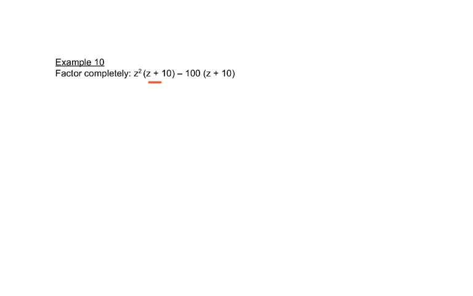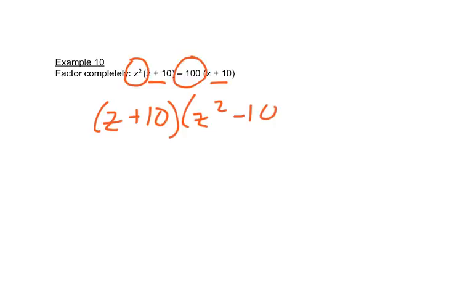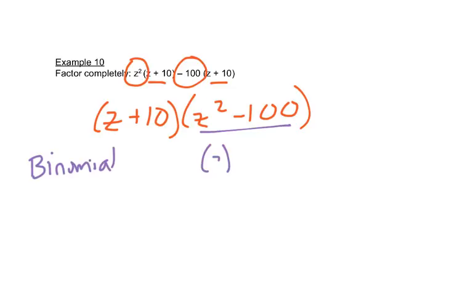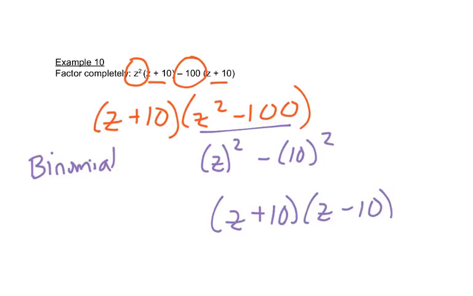One more. So these both have a common factor of z plus 10. So we'll start by writing that out. And that leaves us with a z squared and a minus 100. Now this is a binomial. It's really z squared minus 10 squared. So that will factor as z plus 10, z minus 10. Now we already had the z plus 10 there, so it would just come straight down.